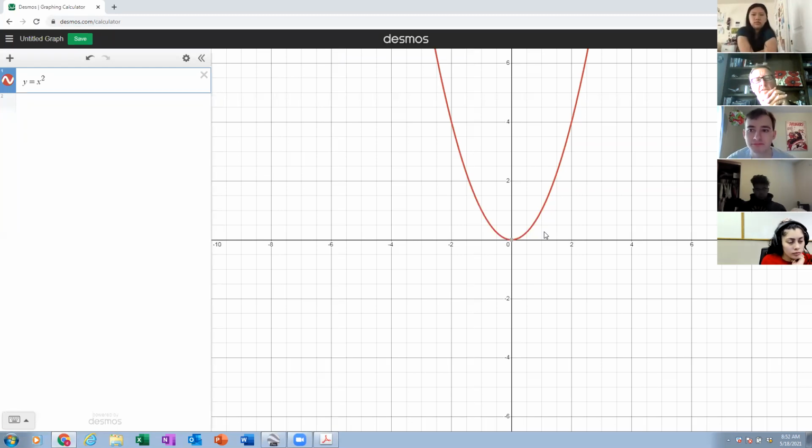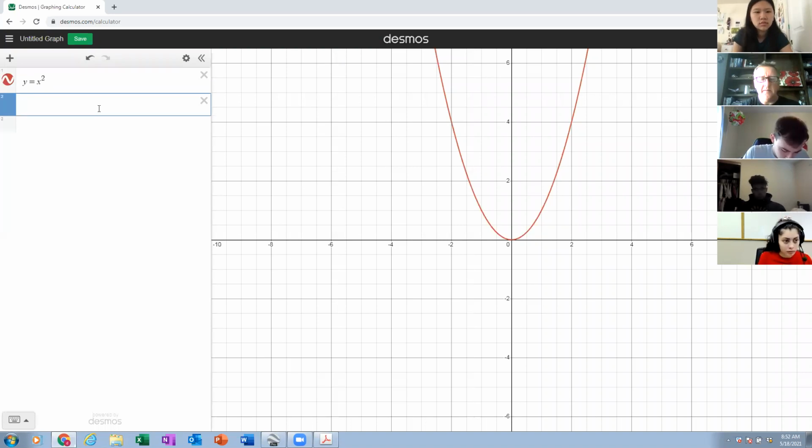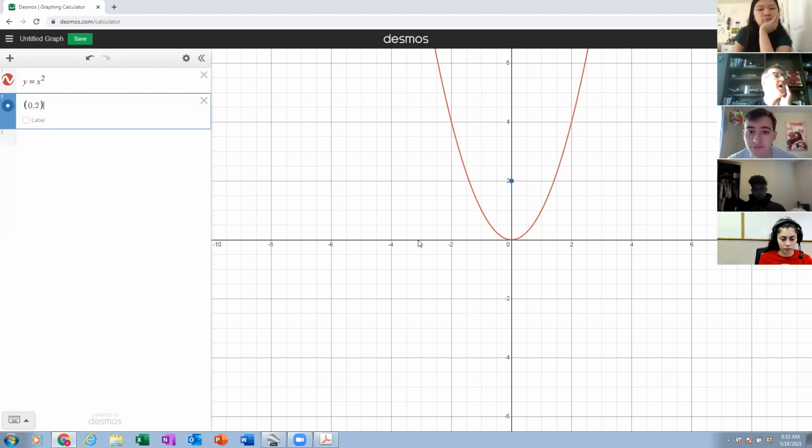But where would the focus of this be? Can you figure that out from the note sheet? Where would the focus of this be? At like 2, right? y equals 2. So let's graph that. I'm graphing the point (0, 2). So in a sense, that's Bayes' conjecture. You agree with him?